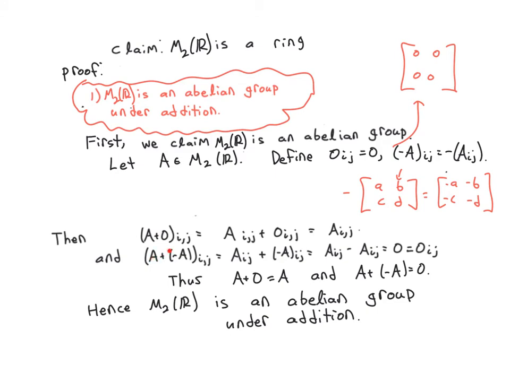Similarly, if I add this matrix to this negative matrix, I look at the ijth entry, that's the sum of the ijth entries. By definition, the ijth entry of negative A is negative a sub ij. These two numbers cancel and I get 0. So the entries in this matrix are all 0. It's the 0 matrix. This is actually the negative.